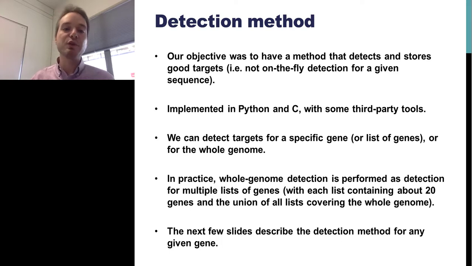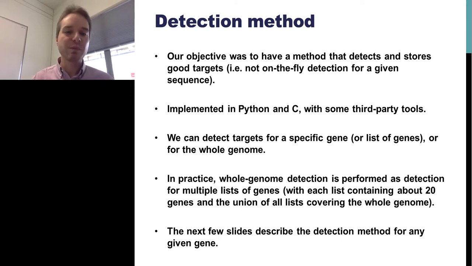The reason why we used whole genome detection is that, in the lab, there were different people interested in different genes. Then we realized that many different groups would be interested in that kind of resource. They would all have different interests. So it just made sense to process the genome all at once and save the results. It's more efficient. In terms of the technical details, the method is implemented in Python and in C.